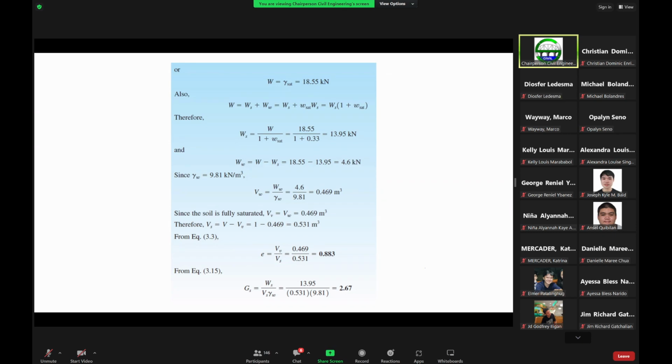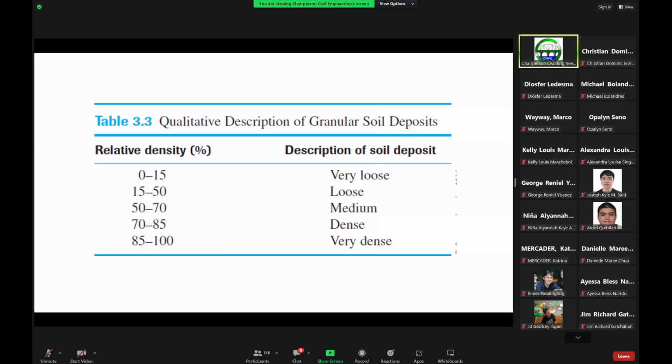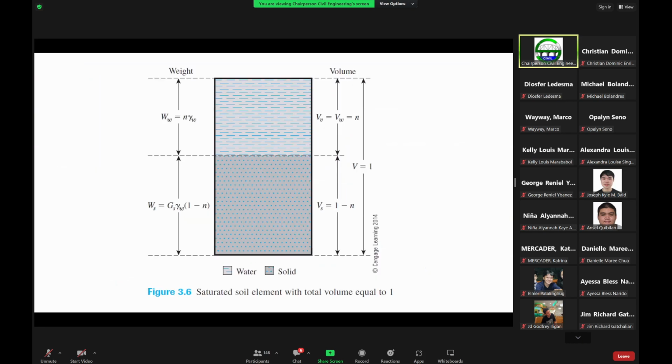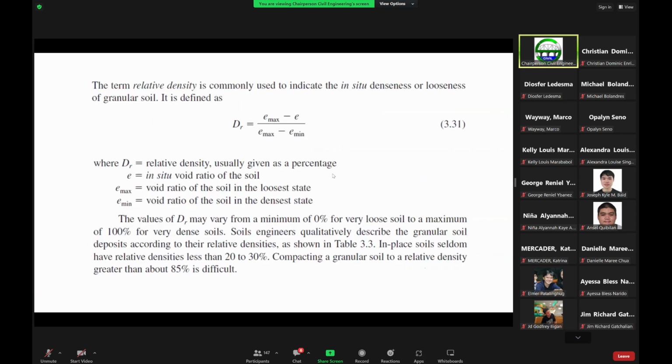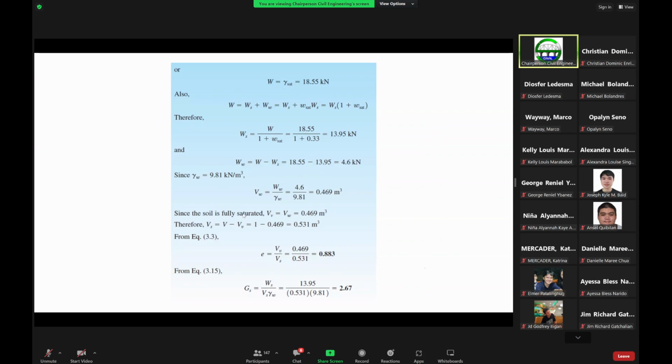Now, since the soil is fully saturated, if you go back to the diagram, we know that the volume of voids is equal to the volume of water. So the volume of solids is equal to the total volume minus the volume of voids, because we know that the total volume is equal to the volume of solids plus the volume of voids.